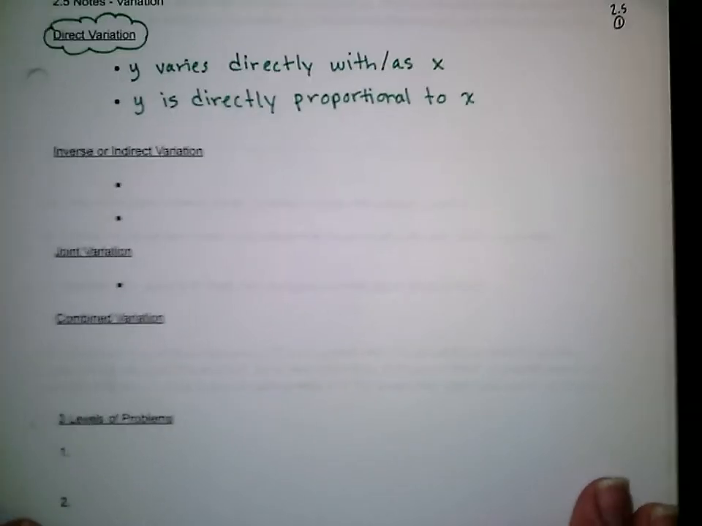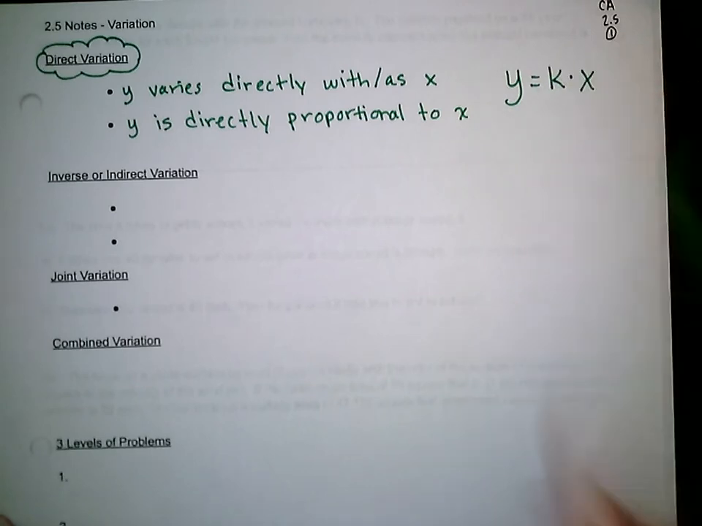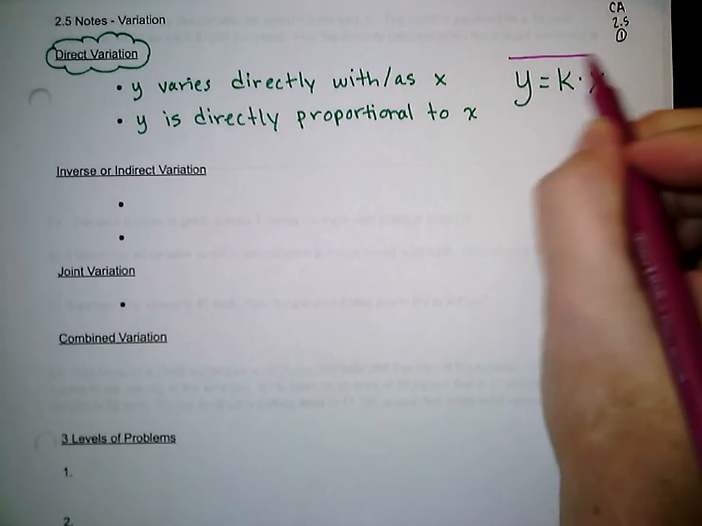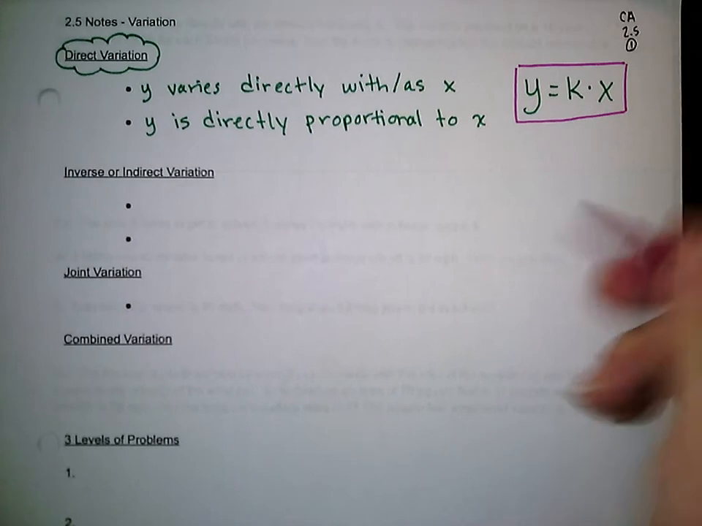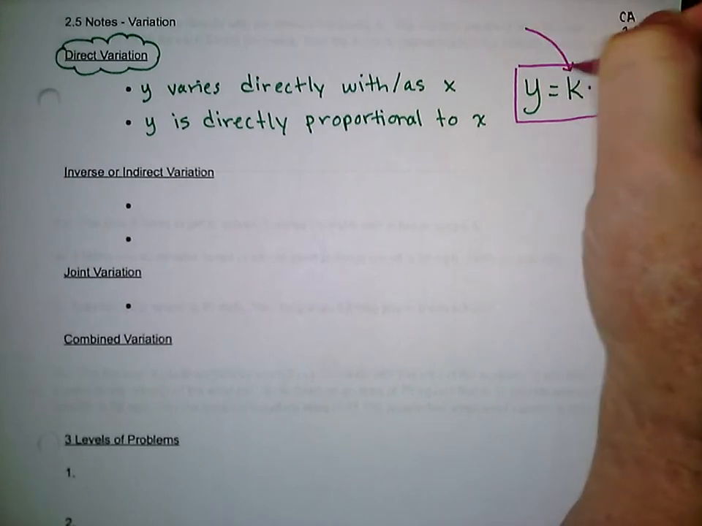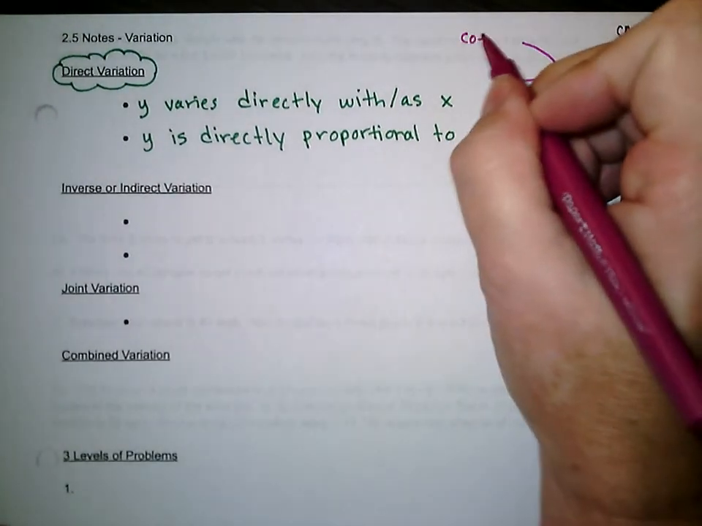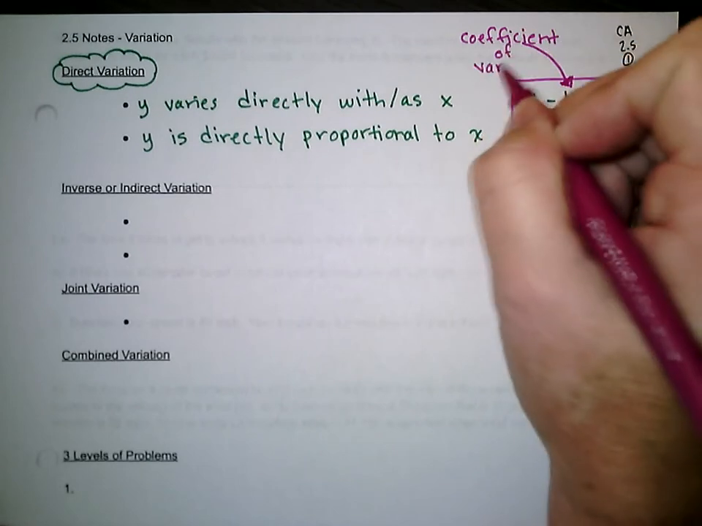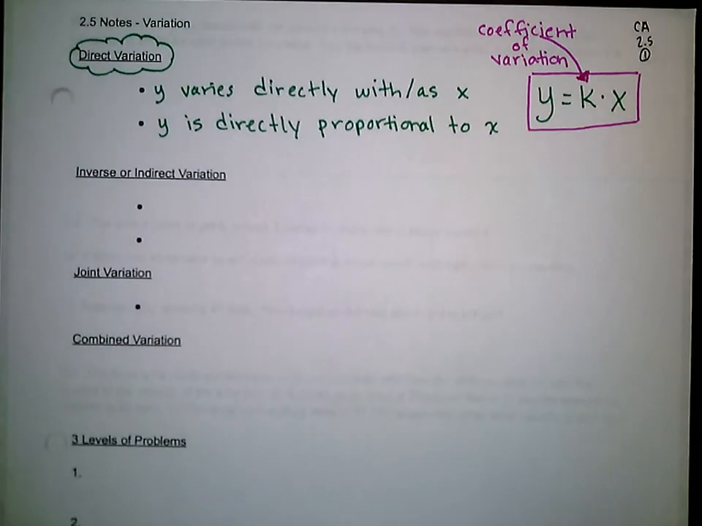And the way that we're going to set up these problems, the formula that we'll follow is y equals k times x. So with direct variation, the two variables are directly across the equal sign from each other. So this is our first variation equation. Now this letter k that's in there is going to be in every single variation equation we set up. It's called the coefficient of variation. So when we start setting up each equation, it's always going to have that letter k in it.